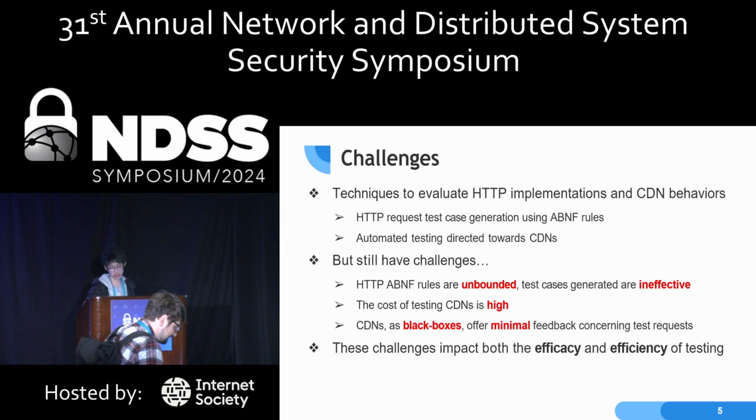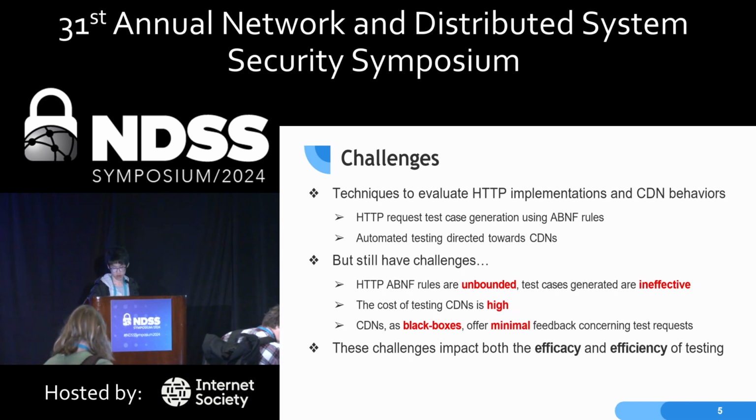And last but not least, a CDN is a black box, which means it's hard to get information out of it. We don't know what the code coverage is. We can only know what happened to a request before and after it passed through the CDN. This challenge impacts both the efficacy and efficiency of testing.